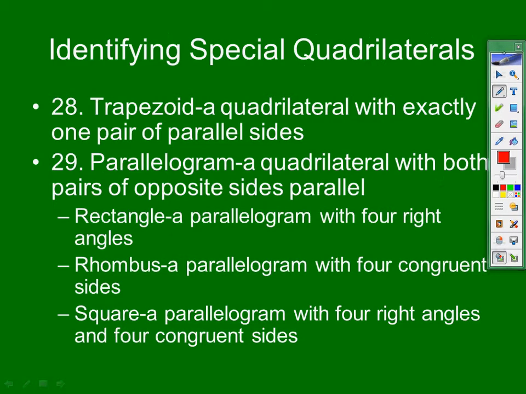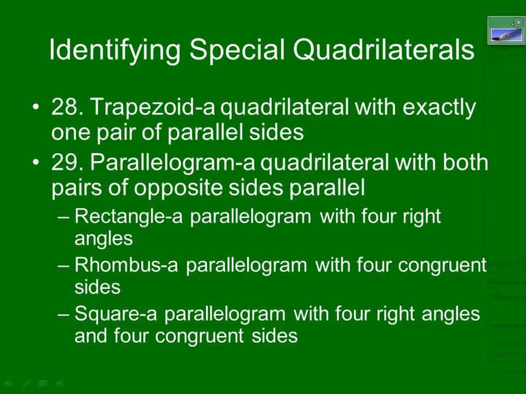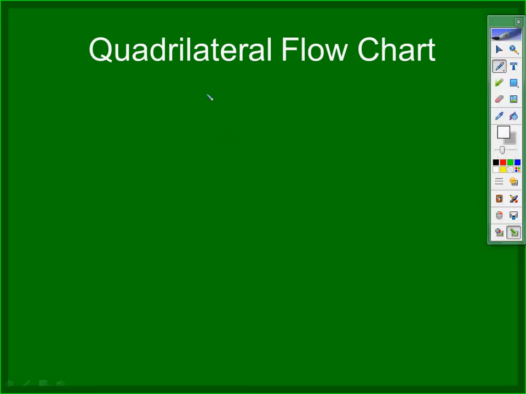Some more vocabulary. Again, pause it if you need. When we look at quadrilaterals, we're going to draw a flow chart that shows quadrilaterals. And again, quadrilaterals have 4 sides. And the prefix quad means 4. And for this flow chart, we're going to focus on regular quadrilaterals.